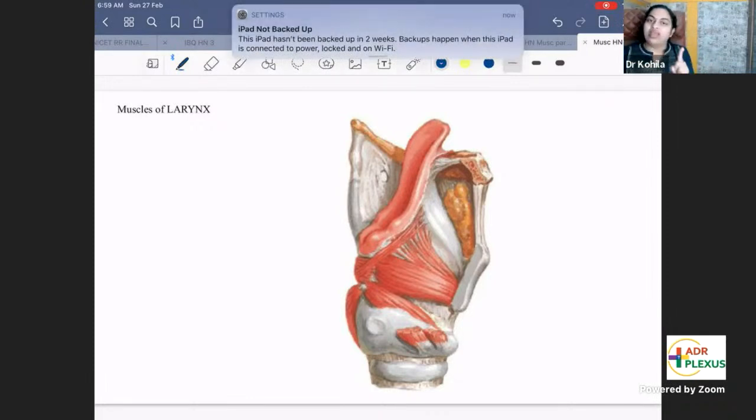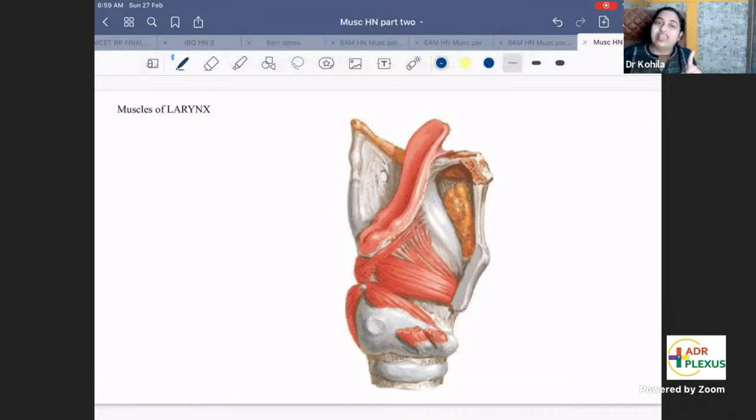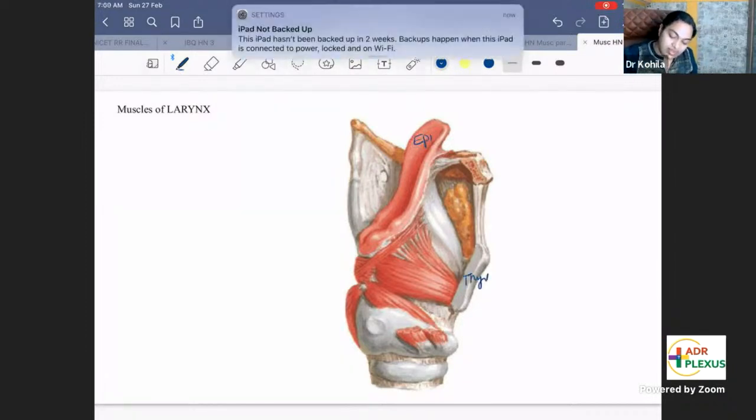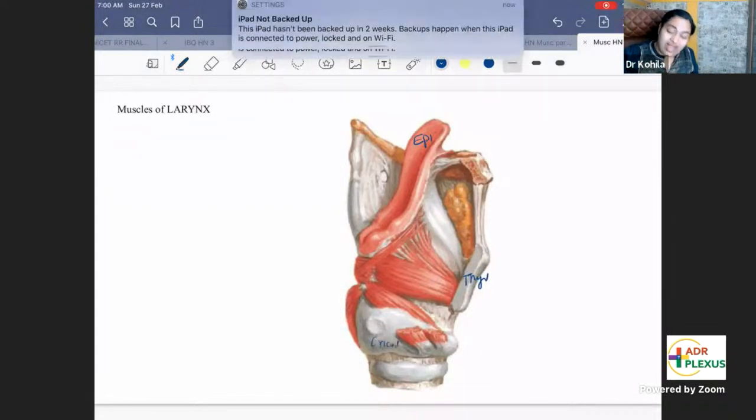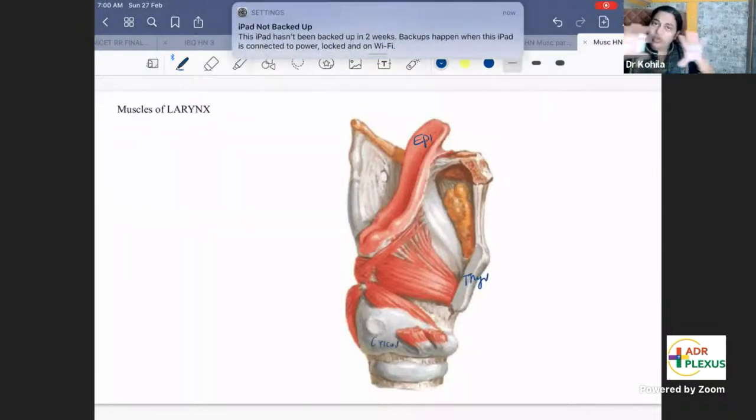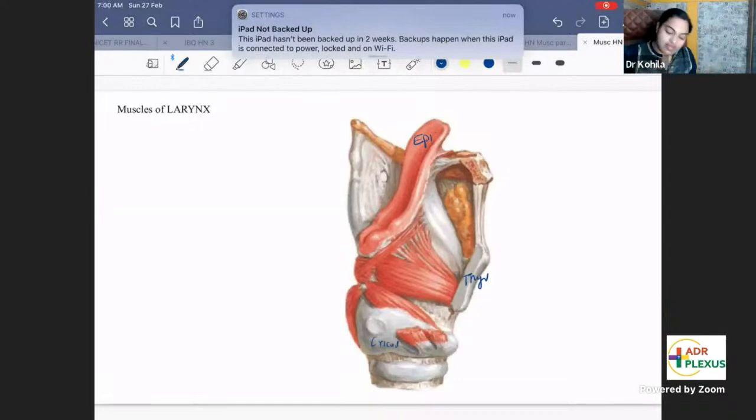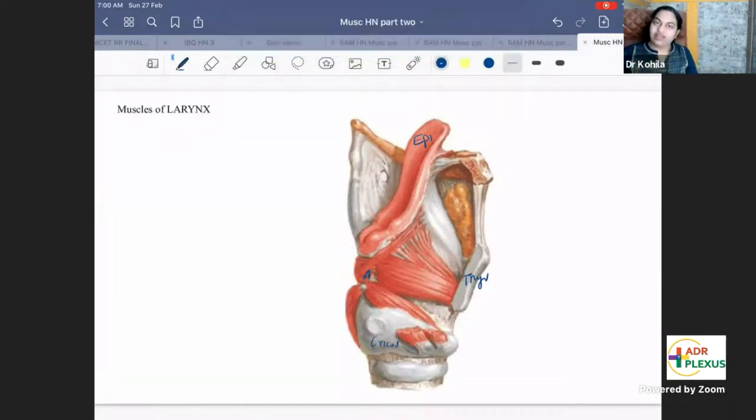So whatever I said, don't worry about image-based questions. Identify the cartilage first. This is the epiglottis, right? This is the thyroid. This is the cricoid. Where is the arytenoid sitting? Usually the arytenoid will be masked by the muscles, but you have to remember its position. This is the arytenoid. Is that fine? Epiglottis done, thyroid done, cricoid done, arytenoid done.